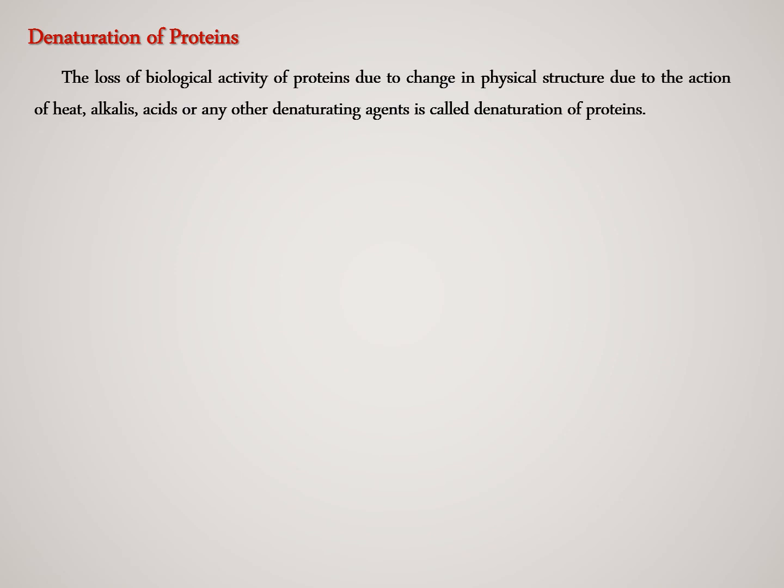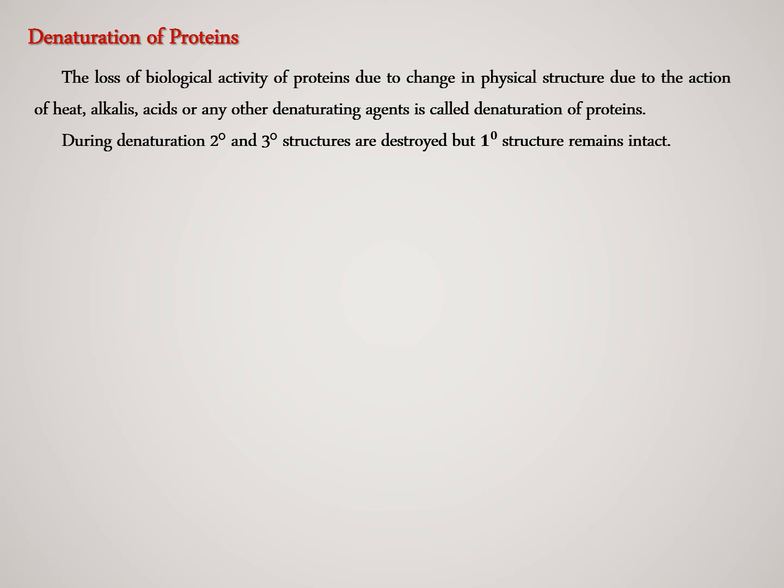Denaturation of proteins is another very important factor or a property of the protein which we must understand. This is very important from the examination point of view as well. The protein has a unique three-dimensional structure with a specific biological activity. Such a protein is called a native protein.